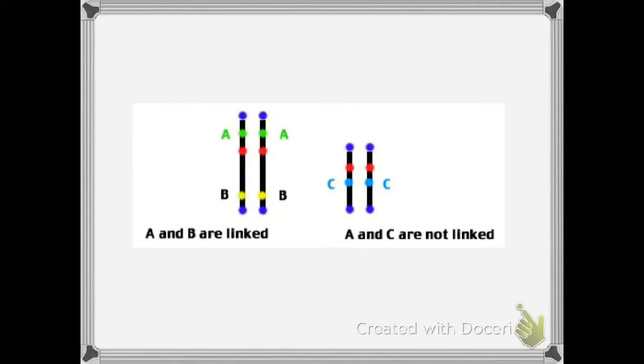This example may help you to better understand what linked genes are. Here you can see that A and B are in fact linked genes because they are on the same chromosome. However, A and C are not linked because they are not on the same chromosome. In other words, any two genes found on the same chromosome are said to be linked.